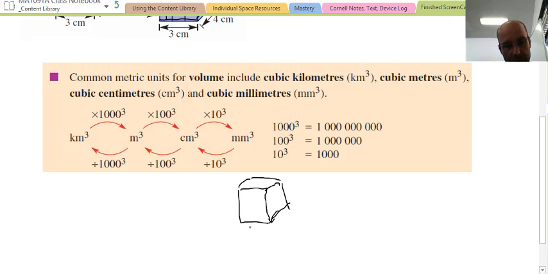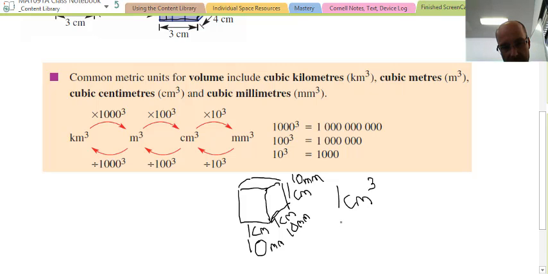And if each one of these is, say, 1 centimetre, we have 1 centimetre times 1 centimetre times 1 centimetre, as we just mentioned above, and that's 1 centimetre cubed. However, if we use millimetres as a different unit, that'd be 10 millimetres times 10 millimetres times 10 millimetres in the height. That would be 10 times 10 times 10. 10 times 10 times 10 is 1,000 millimetres cubed.